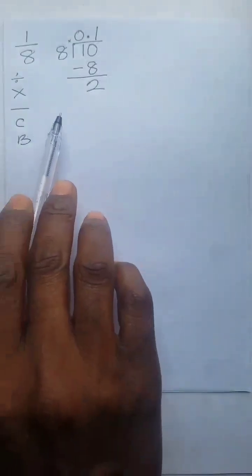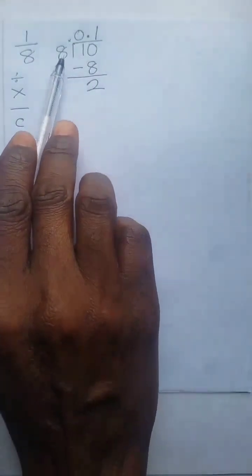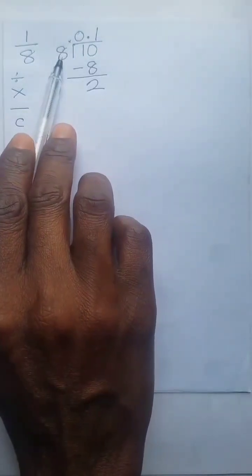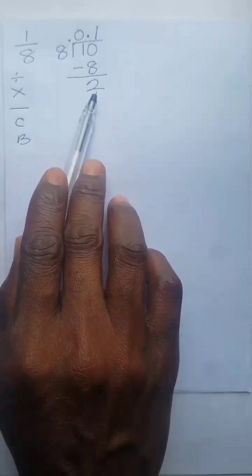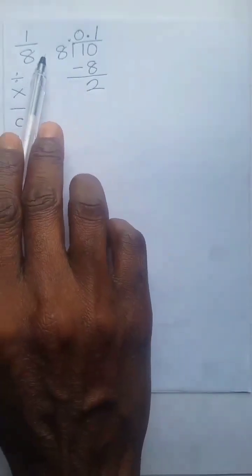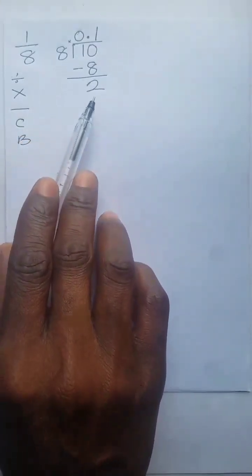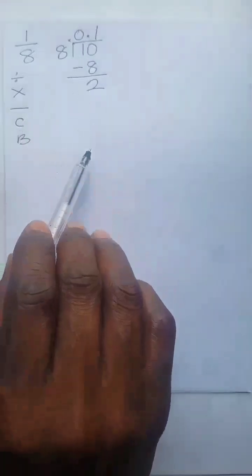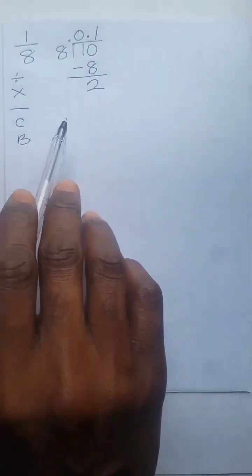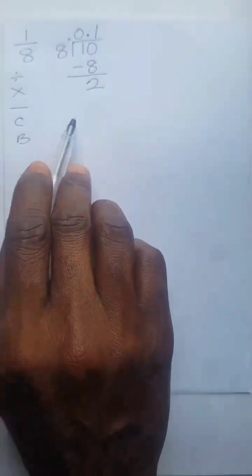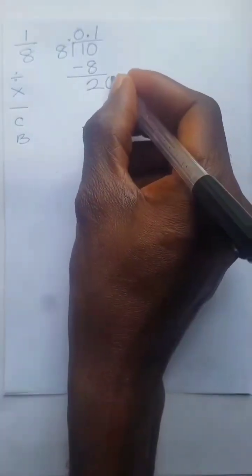So the next thing is compare. That answer I have, is it smaller than 8? Yes, it is smaller than 8, so I am in order. It must always be smaller than 8. If you have a number that is bigger than the denominator, you have made a mistake. So go back and check your division again. So it is smaller, so we can proceed. The next thing is to bring down the next number. So I bring down 0.